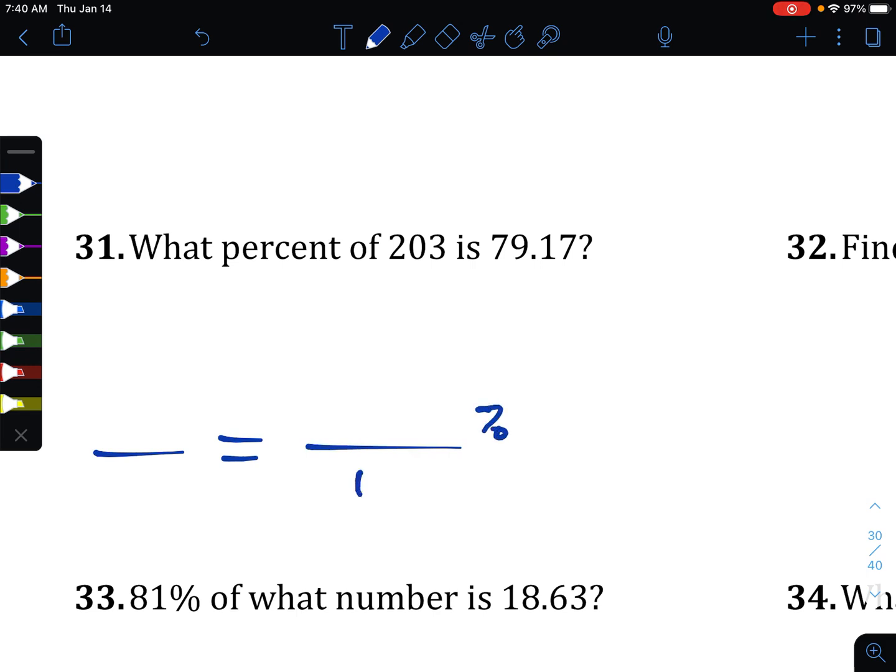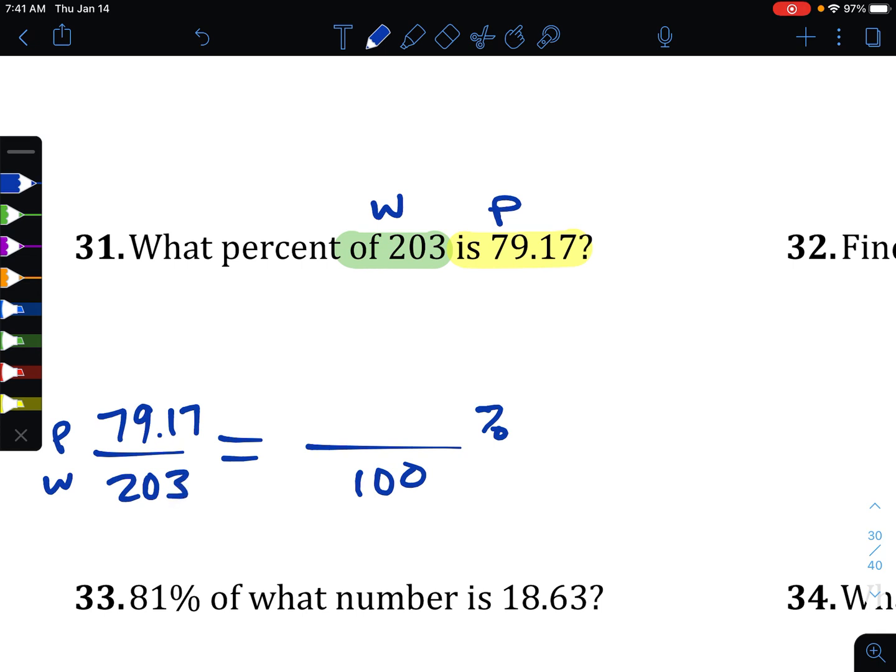So percent over 100 on the right, part over whole on the left. Our keywords here are "of" and "is". "Of" tells you what the whole is, and goes with the part. So it's 7917 over 203. You can't always assume it's the smaller over the bigger, because, again, we saw in the last one the percent was bigger than 100%, so the part was actually bigger than the whole.